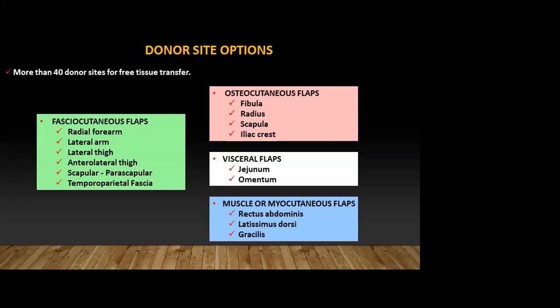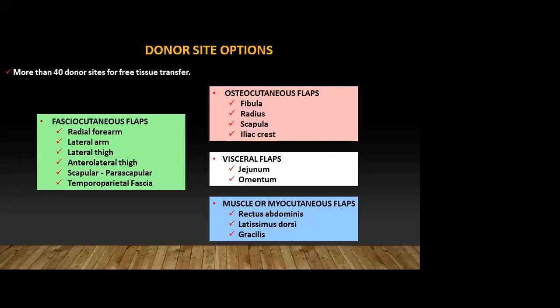And a basic classification which I have put for simplifying the classification of flaps used for reconstruction as a free tissue transfer, we can classify it into fasciocutaneous flaps, osteocutaneous flaps, visceral flaps, and muscle or myocutaneous flaps. In the fasciocutaneous flaps, the most common are radial forearm, lateral arm, lateral thigh, anterolateral thigh, scapula, parascapula, and temporoparietal. Of the osteocutaneous flaps: fibula, radius, scapula, and iliac crest.